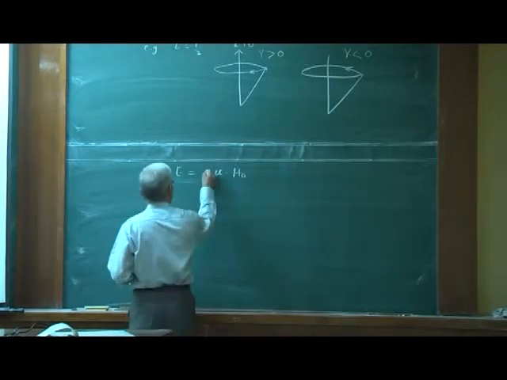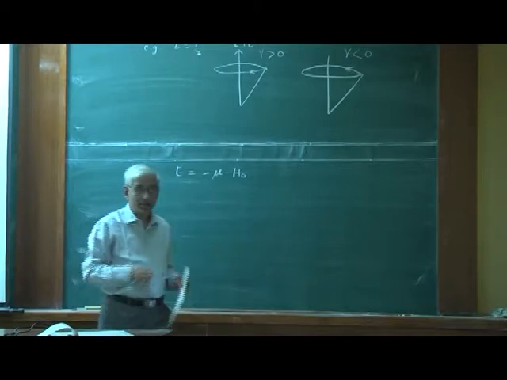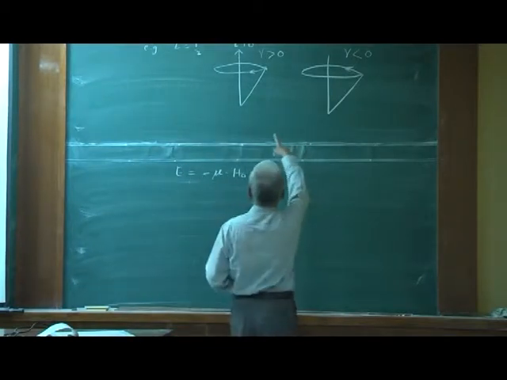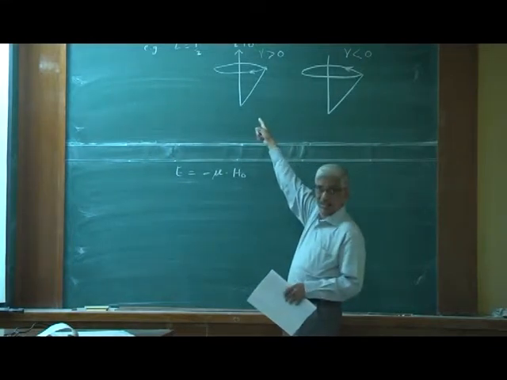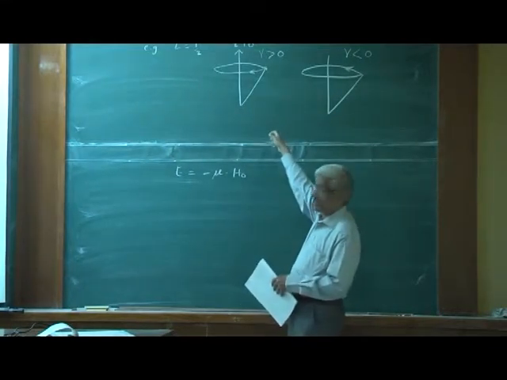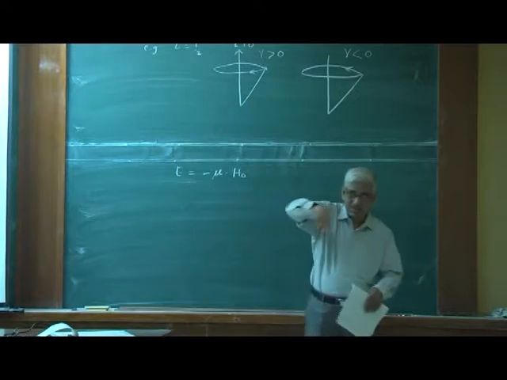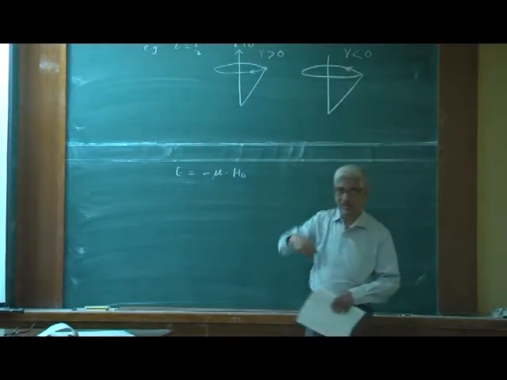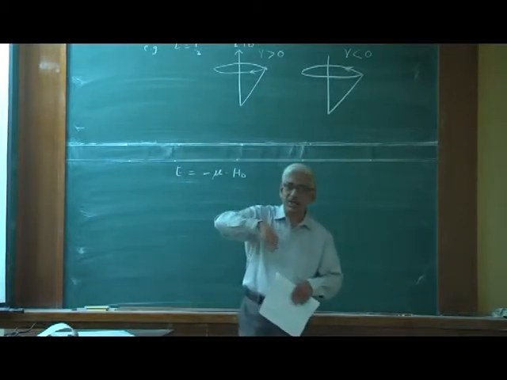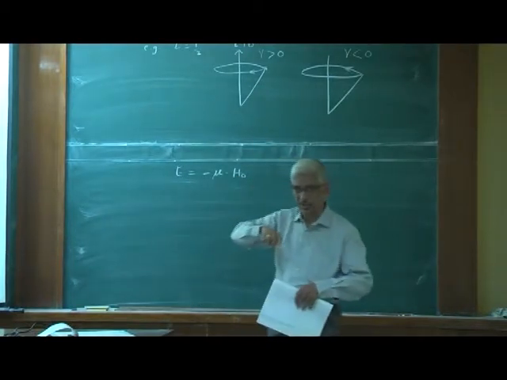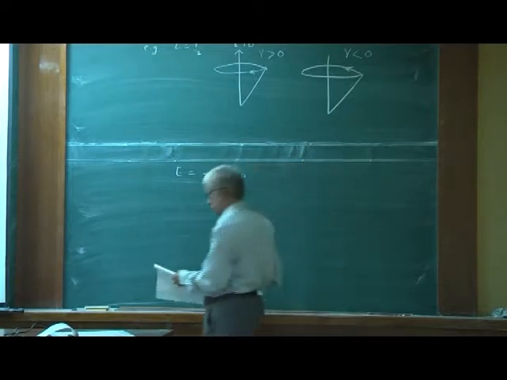If gamma is greater than zero, then it is in this direction. This is clockwise. Anti-clockwise is generally taken as a positive rotation, and clockwise is taken as a negative rotation.